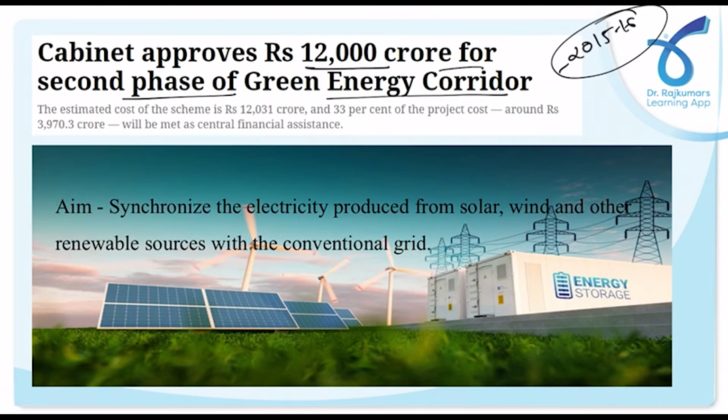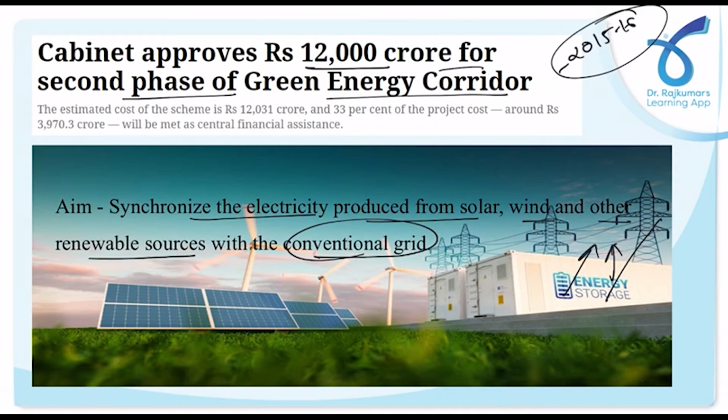We will see what this project is about, why it has been launched, and what the provisions of this scheme are. The aim of this scheme is to synchronize the electricity produced from solar, wind and other renewable sources with the conventional grid. So what does it mean? We have a grid which runs parallel in different parts of the country. A few states produce renewable or green energy. That green energy we have to connect to the conventional grid, so that this energy can be transmitted from one part of the country to another.